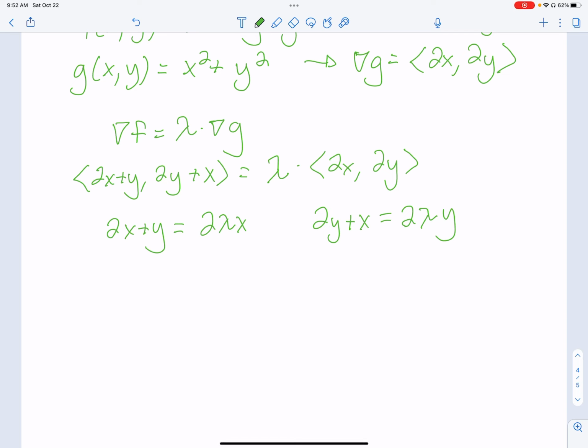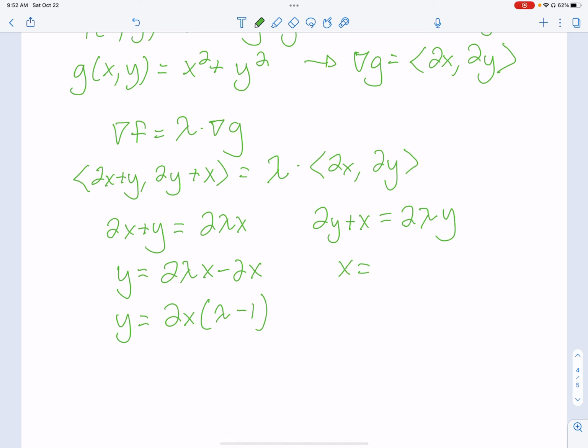So what we're going to do, let's solve this equation for y. So I get y equals 2 lambda x minus 2x. So y is equal to 2x times lambda minus 1. I'm going to go ahead and solve this one. x is 2y, and this works the same way, so lambda minus 1. I skipped a step there. Go ahead and subtract 2y over and factor out 2y if you want to see how that works.